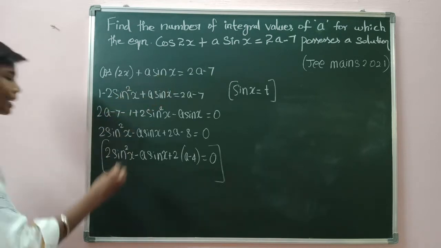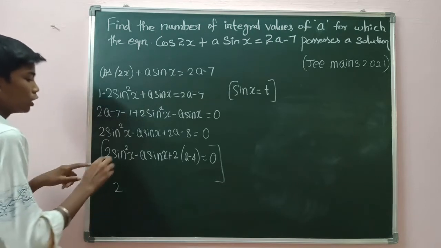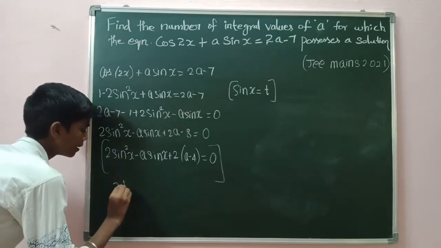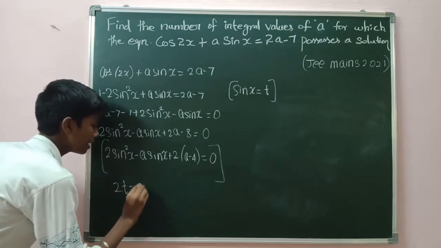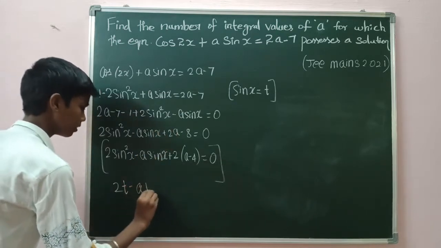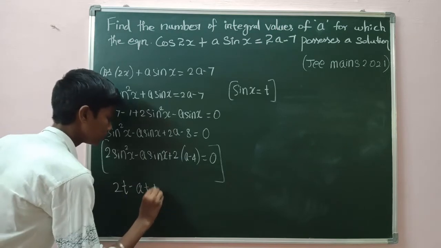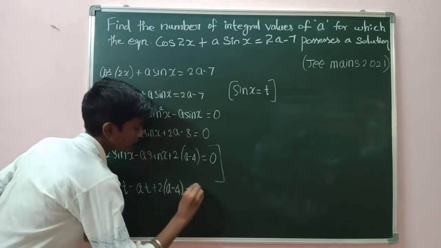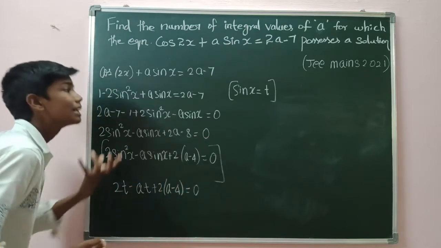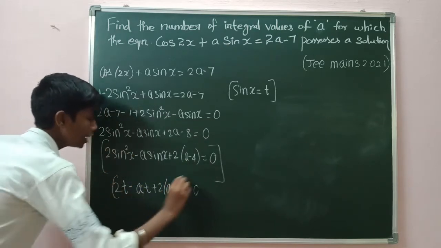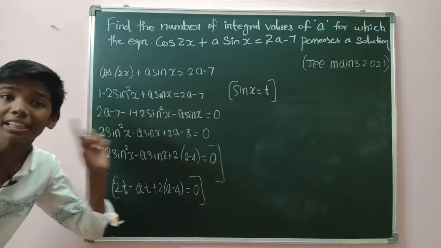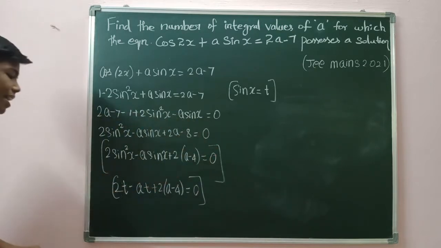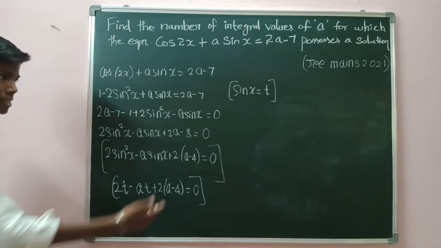Now let me take your sin x as t, then I will get the same equation as 2 into sin square x. If I take sin x as t, 2 into sin square x will be 2t square, then minus of a into sin x is a t, then plus 2 into a minus 4, and that will be equal to 0. In order to solve this equation easily, that's why I took sin x as t. And you know this substitution, you are learning this from 10th standard. Of course you should know that. Now let me find the roots of this equation, that means the value of t.